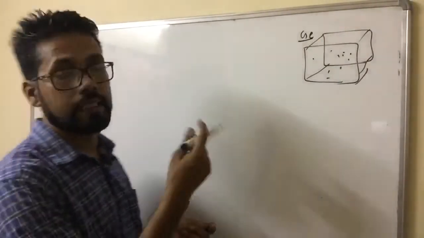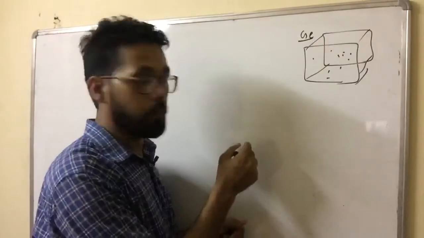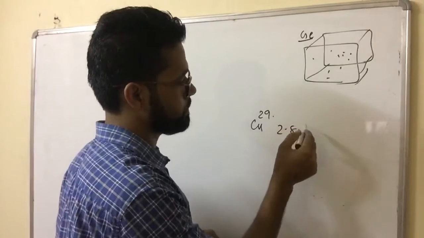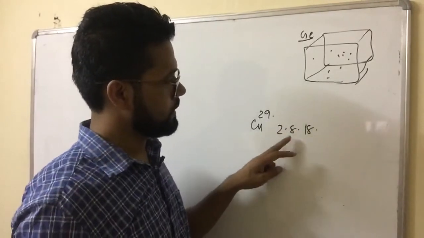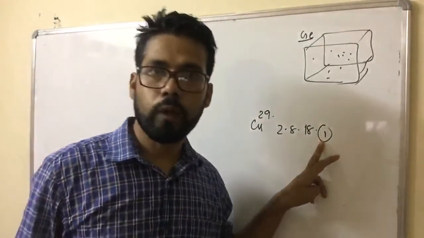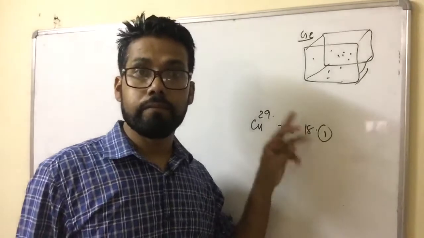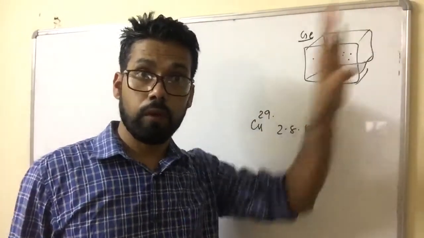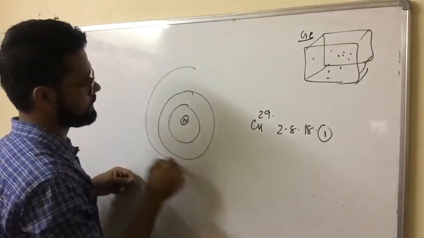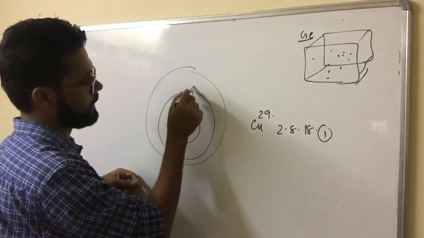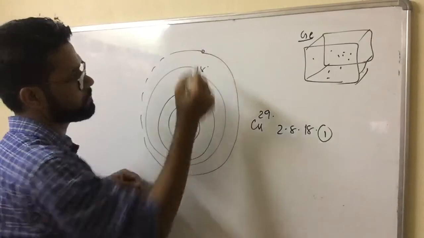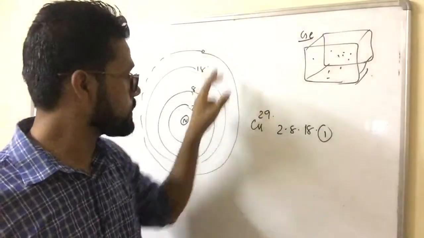Suppose, how can you identify a metal? I am giving you the example of copper. Copper has atomic number 29. 29 means 2, 8, 18, 1. Now, why is this one electron called metal? This one electron is at a very, very far distance from the nucleus. This is the nucleus, this is the K shell, this is the L shell, this is the M shell. There are 2 electrons here, 8 electrons here, 18 electrons here, and 1 electron in this shell. This 1 electron is at the longest distance from the nucleus.